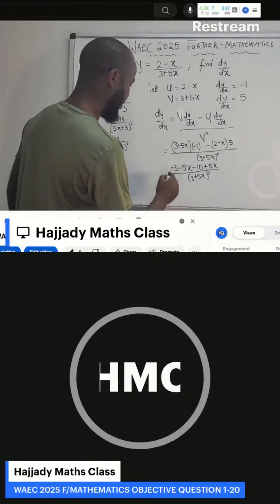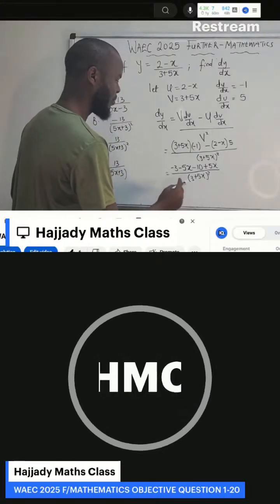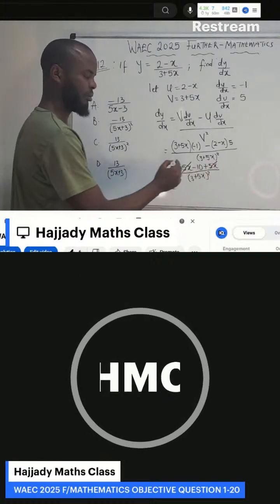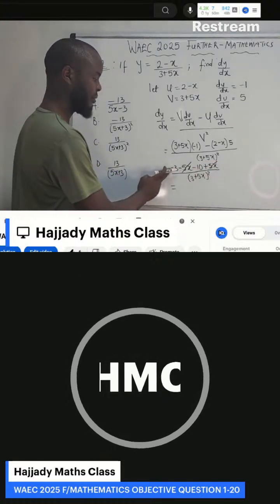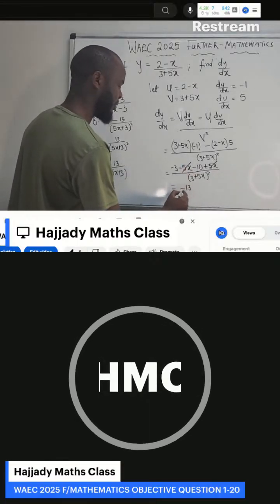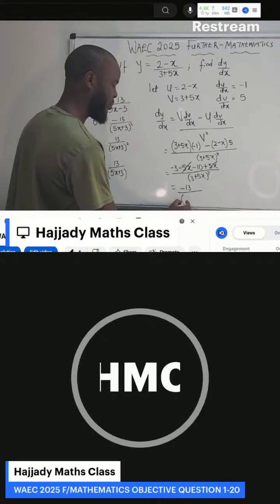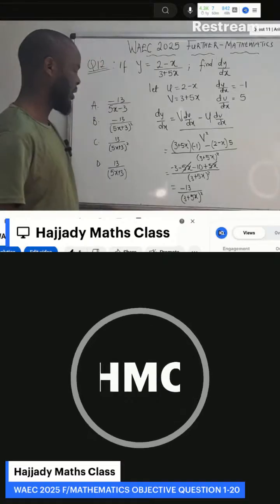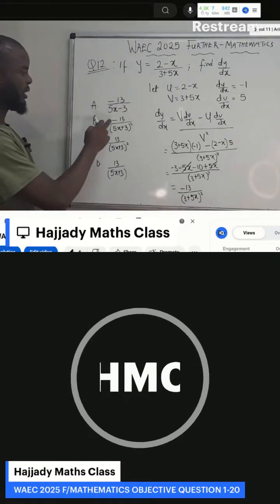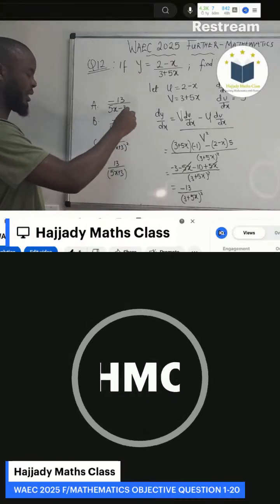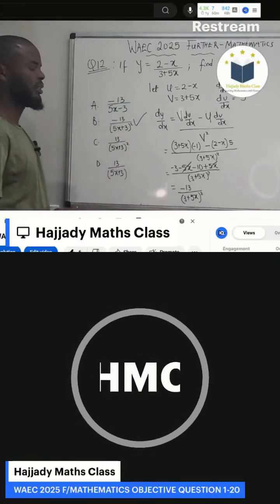Now, from here, negative 5x plus 5x cancelled out. Negative 3 and negative 10 is going to be negative 13. And here we have (3 plus 5x) squared. Now, if you look at the options, negative 13 is this, and (3 plus 5x) squared is this. So the right answer should be option B.